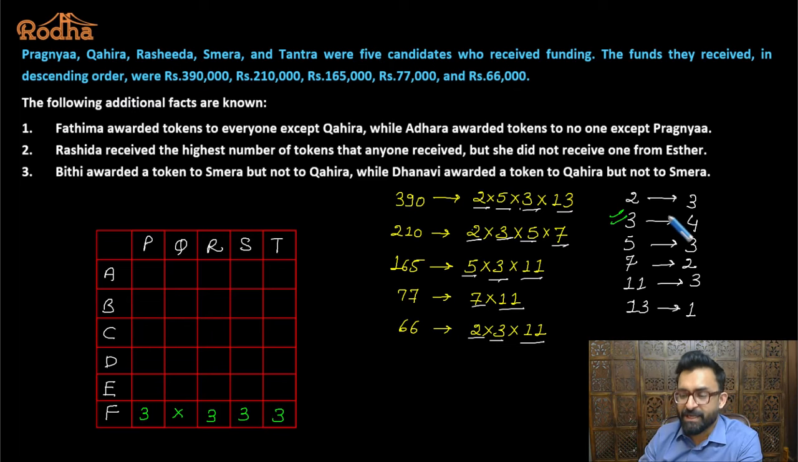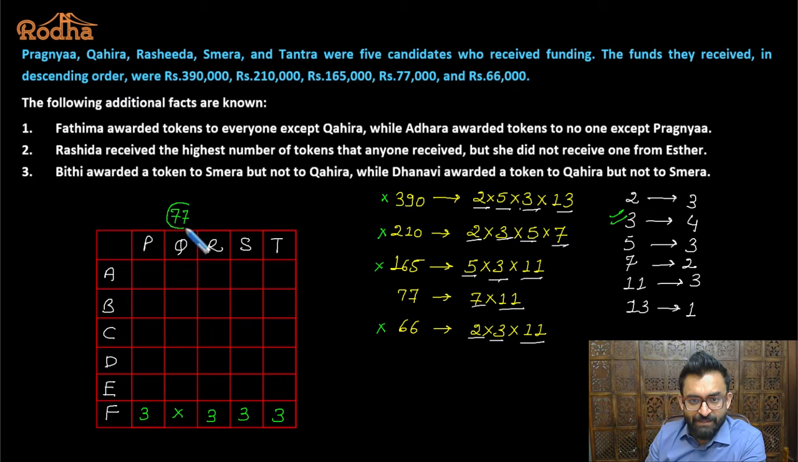Frequency has to be matched. She is giving 4 tokens, so the only token she can award is one having a frequency of 4. Token number 3, or the token with face value 3, has frequency 4. That means if she is not getting token number 3, she is getting funding which is not a multiple of 3. This is a multiple of 3, she cannot get this. That means she is getting funding of 77.